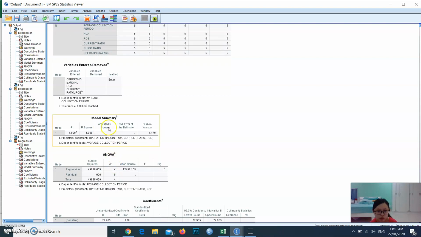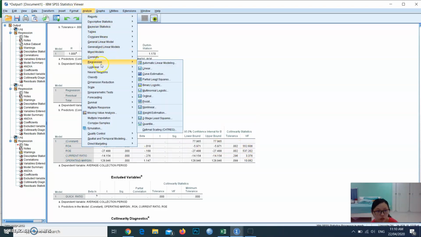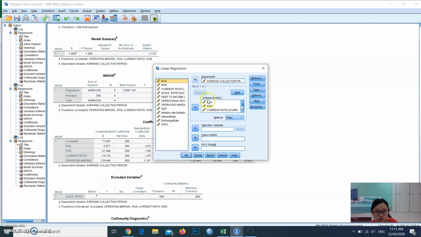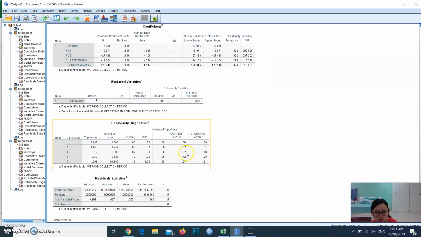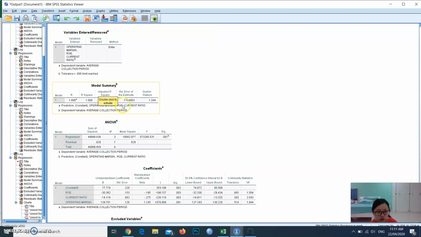Same problem again, so do the same thing. The highest one is ROA, so remove the ROA. Finally, the number appeared. So it's okay. Next step is to look at the ANOVA table.